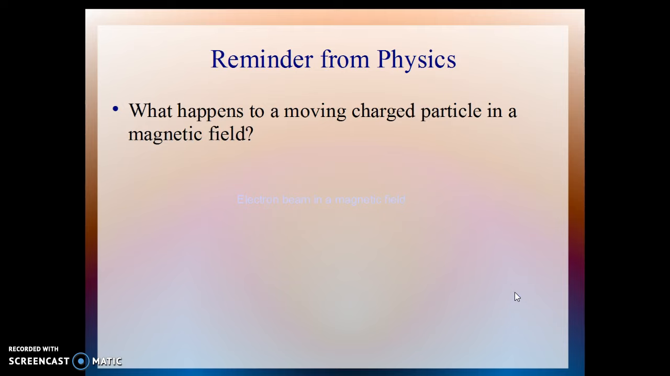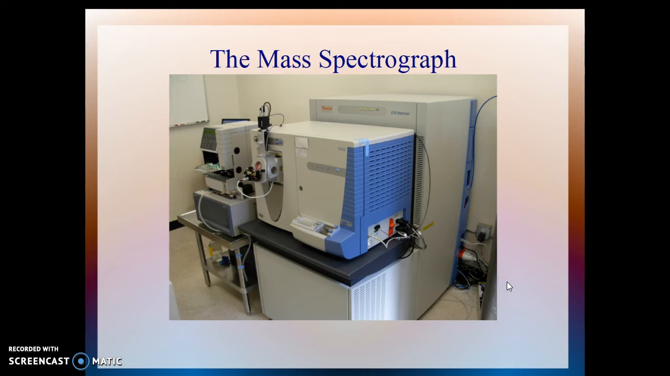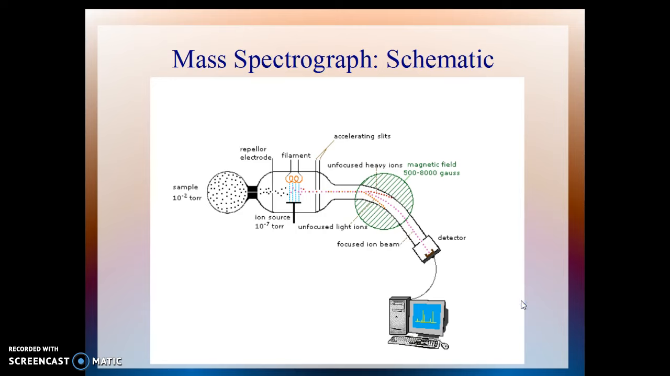Now, moving charged particles in a magnetic field, and you can look that up on YouTube and see an electron beam in a magnetic field there, and you'll notice that the moving charged particle is deflected by the magnetic field. It's bent. This is a picture of a mass spec from Thermo, one of the fine instrument makers that serves this market. And here is a diagram or schematic of the mass spectrograph. We'll go over it a little bit at a time.